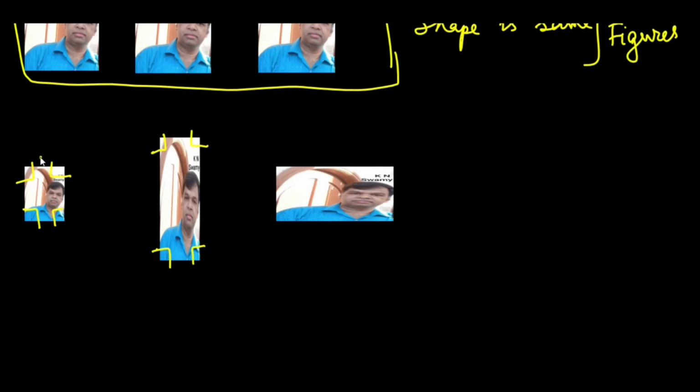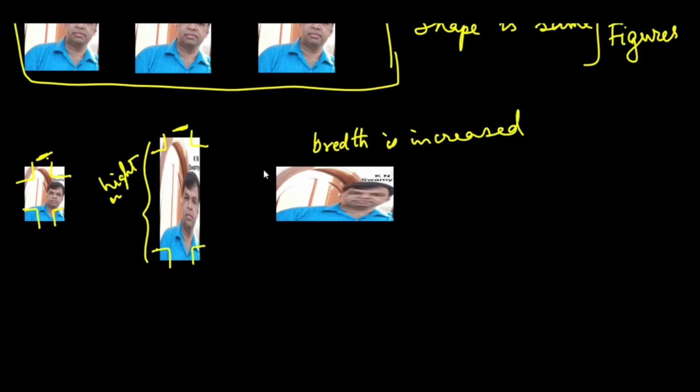Here, this breadth is same, but the height is increased. In this picture, the breadth is increased, keeping the height same. So there is some distortion. When the sides are not changed proportionally, we are not going to get similar figures. So these are not similar figures.